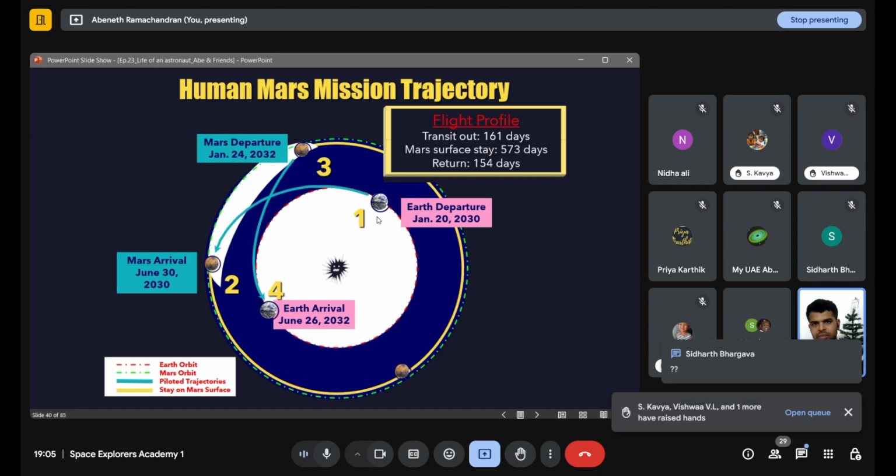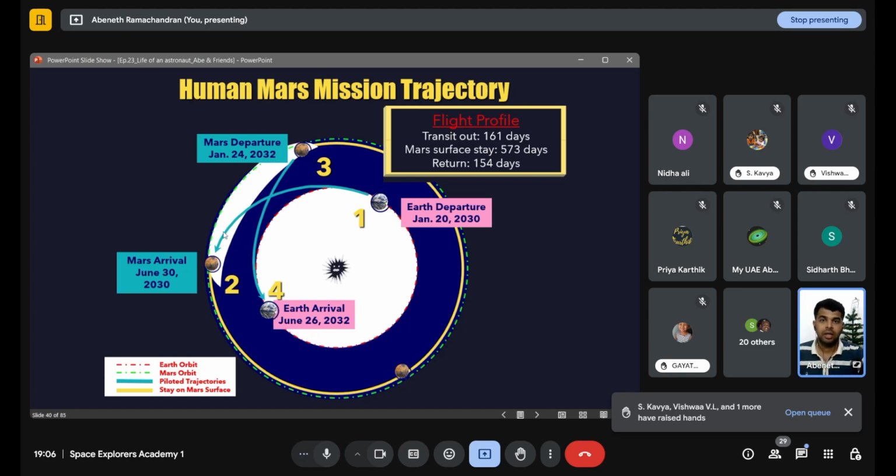If we start from Earth in January 2030, we will reach Mars after 6.5 to 7 months. If we stay there for about 2 years and start again in January 2032, we will reach back to Earth in June 2032. So this time period of 2 years is what we are aiming to survive for a longer time.